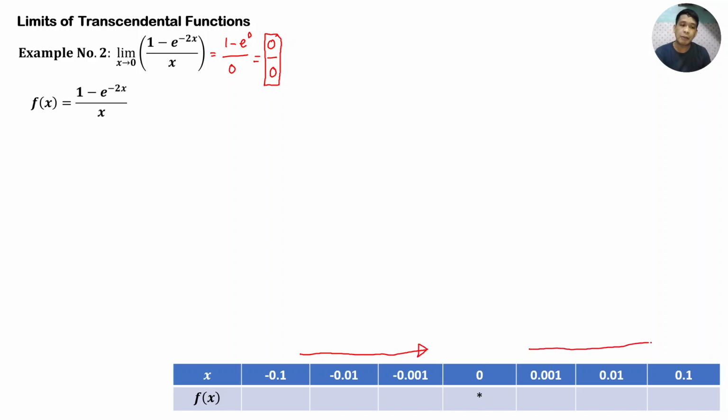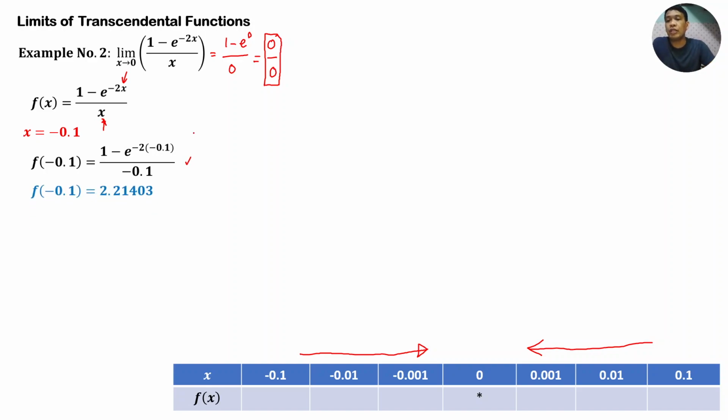And coming from the right, 0.001, 0.01, and 0.1. So, titingnan natin kung ano yung magiging value na ina-approach ng function kapag papalapit ng papalapit sa ating x is equal to 0. So, let us try f of negative 0.1. So, substituting that negative 0.1 in this x and negative 0.1 in that x, that gives you this. Then, f of negative 0.1 using your calculator is 2.21403. Lagay natin siya sa table.